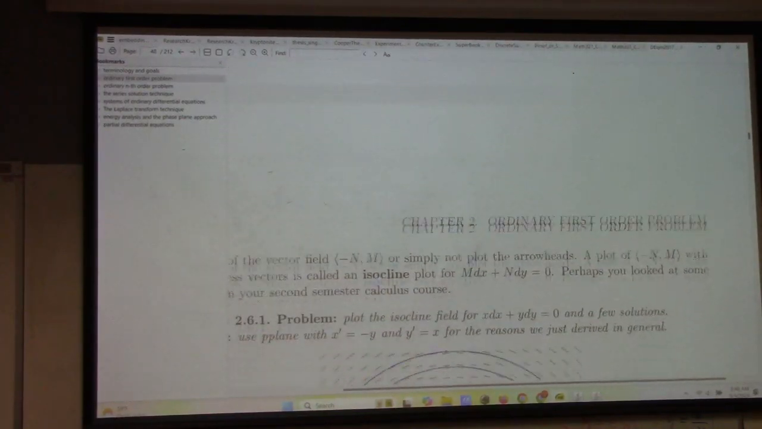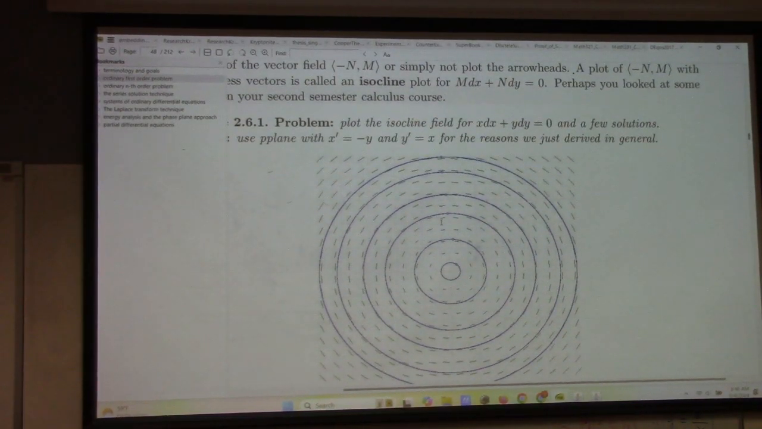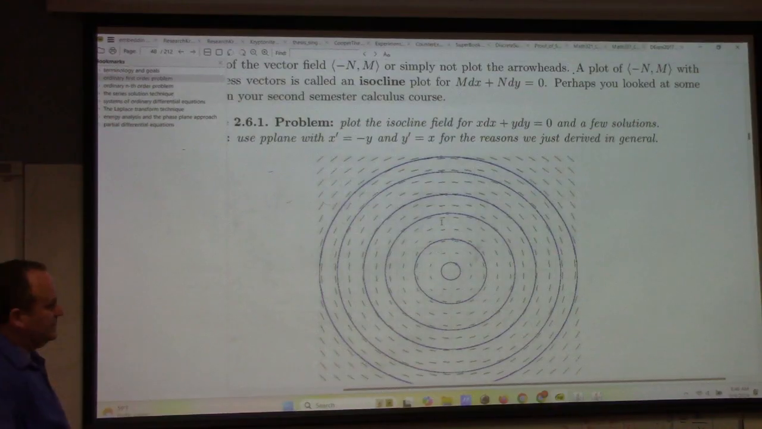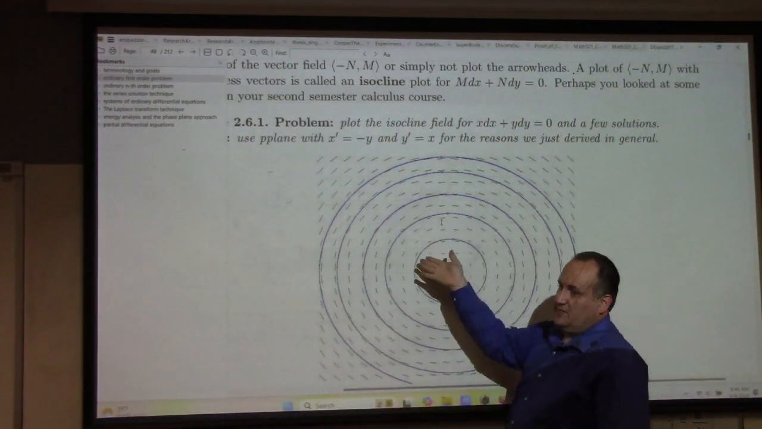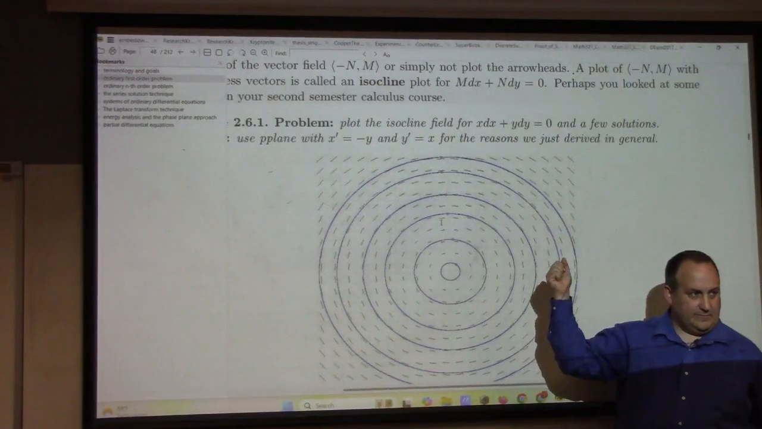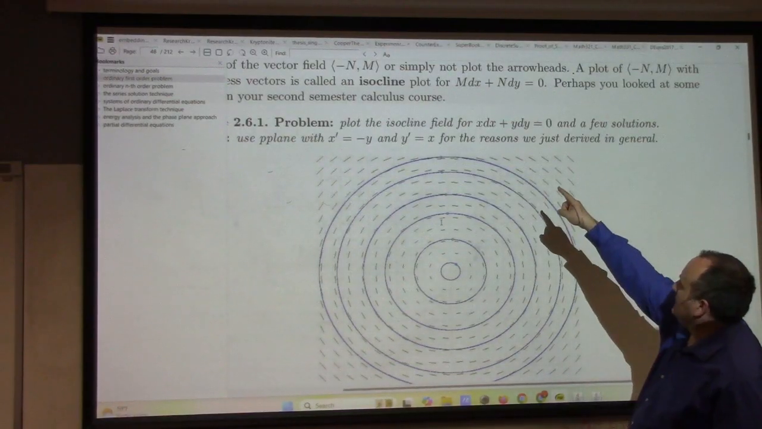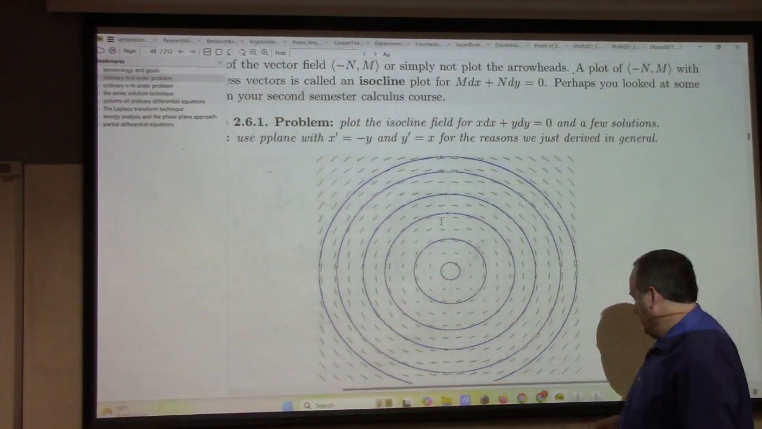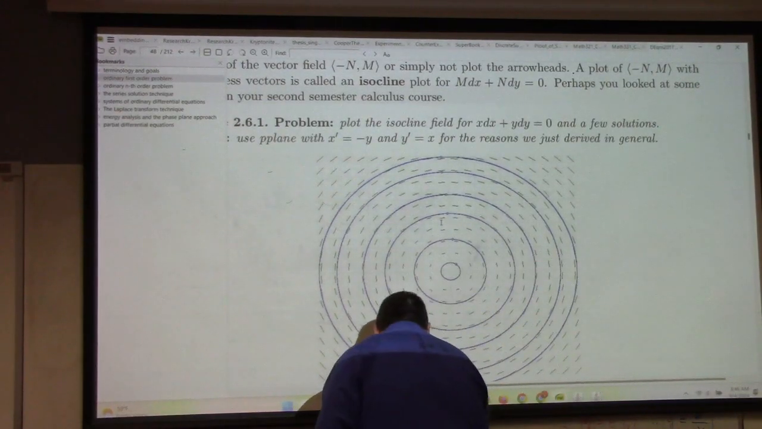I want to get to the theorems here. Talk about it a little bit. So this is a so-called isocline plot. These little dashes, the slope of those dashes illustrates the value of dy dx at the point. So like this is for x dx plus y dy equal to 0. So if I was to solve for that, what would that give me? Dy dx equal to what?